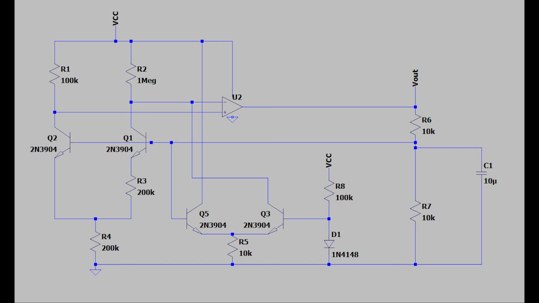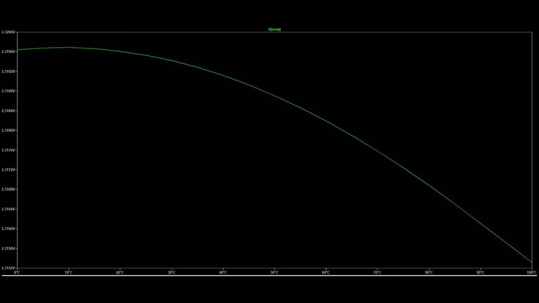And that's the essence of the design. The negative and positive temperature coefficients are added together to get as close to a net zero as possible. Of course, it isn't actually zero, but it's pretty close. The simulation estimates that we should get about 47 microvolts per degree Celsius of drift.